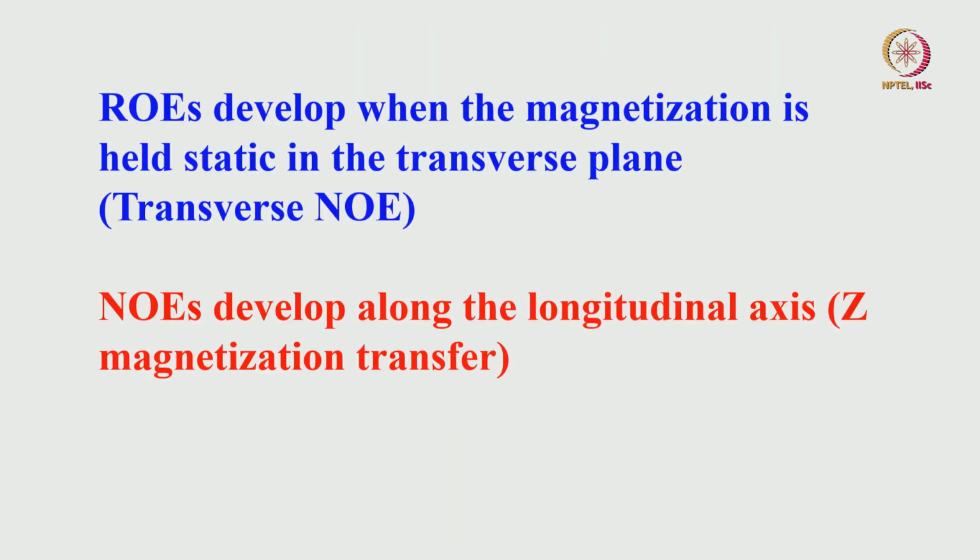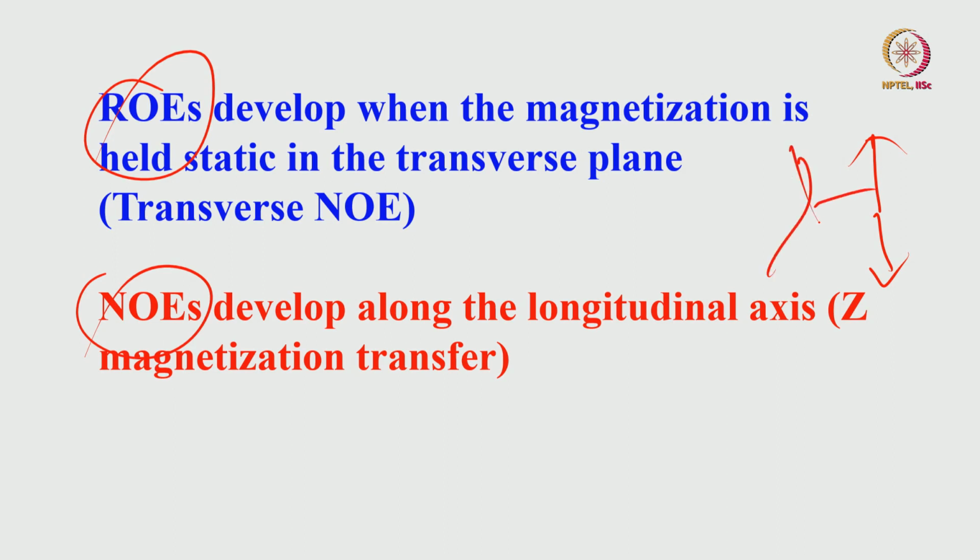ROE develops conceptually in the magnetization in the transverse plane, whereas NOE develops along the z axis. This is a very interesting thing. Of course, when we discussed NOE, I told you magnetization transfer takes place only along the z axis, whereas for ROE it takes place in the xy plane, the transverse plane. Remember two things: NOE development is along the z axis, the longitudinal axis, whereas ROE development is along the transverse plane, in the x axis or y axis.